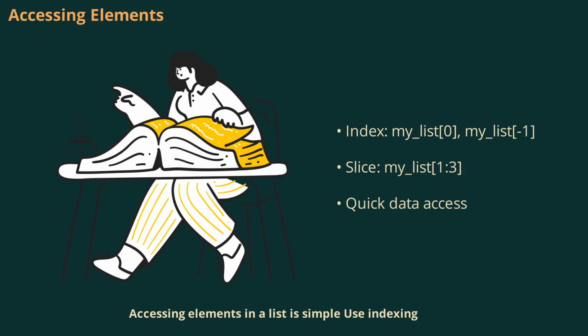Accessing elements in a list is simple. Use indexing. my_list[0] gets the first item, while my_list[-1] grabs the last. Want a slice? my_list[1:3] returns a sublist from index 1 up to, but not including, index 3. This lets you quickly grab or inspect any part of your list. Indexing and slicing are powerful tools for working with data in Python.